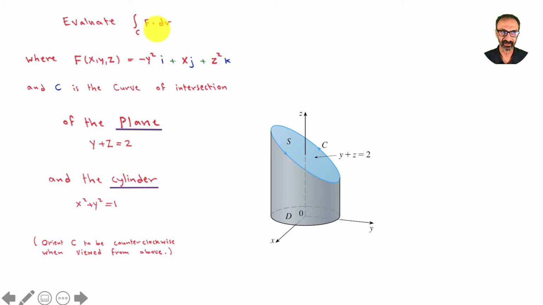Evaluate the line integral F dot dr along the curve C, where the vector field F is minus y squared i plus x j plus z squared k, and C is the curve of the intersection of the plane y plus z equals 2, this blue plane, and the cylinder, which is around here in gray, x squared plus y squared equals 1. Orient C to be counterclockwise, as we saw earlier in the default graph, when viewed from above.